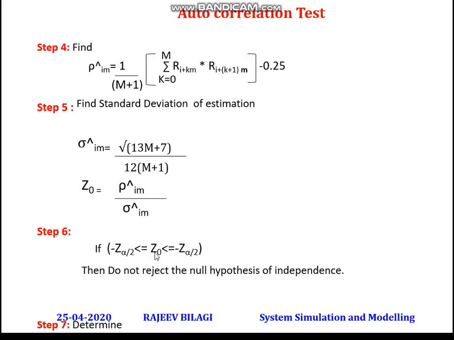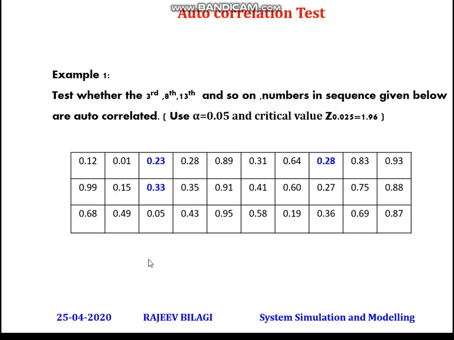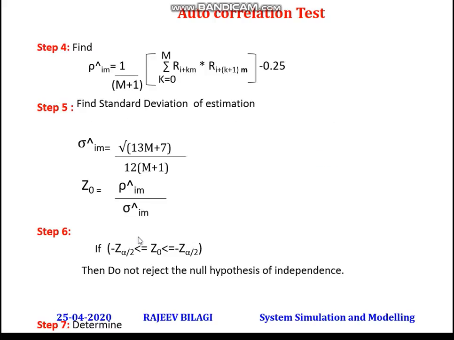So if your z0 value is less than or equal to your minus z alpha by 2 value, then it is accepted, otherwise rejected. So what you need to find out is z alpha by 2 value, so this is plus z alpha by 2, okay, and minus z of alpha by 2. So now we will see how this particular method can be used.